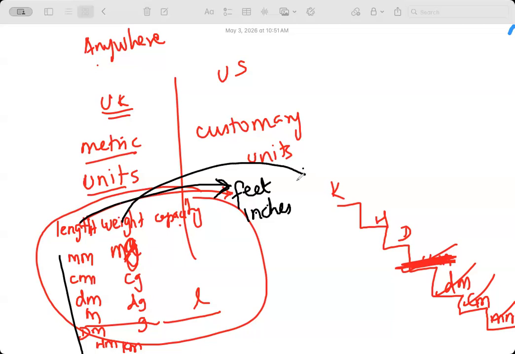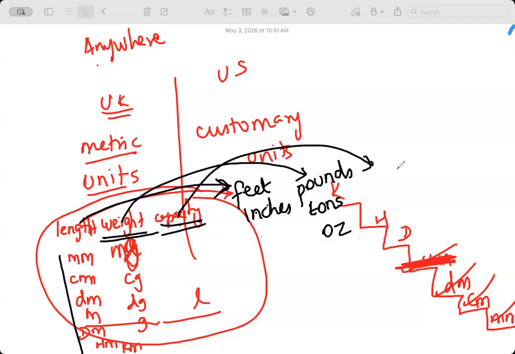Okay, coming to weight, what do we use? We use pounds. Good job. What else? Tons. Wait, we are talking about weight. Tons, okay. What else? Ounces. Capacity, what do we use?